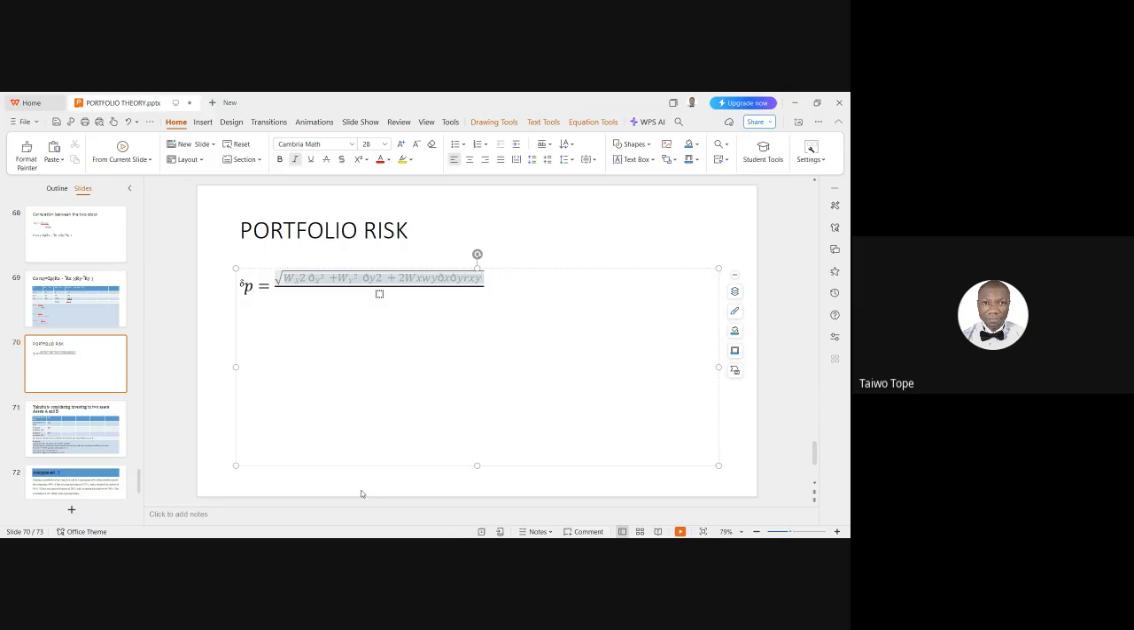Is there any problem with this formula? When you play with it like 3 times, you get it. By the time you close your eyes and just do it, okay, weight of security X square, you understand? Yes, I cannot see the formula. It's blurred here. Can you see it now?